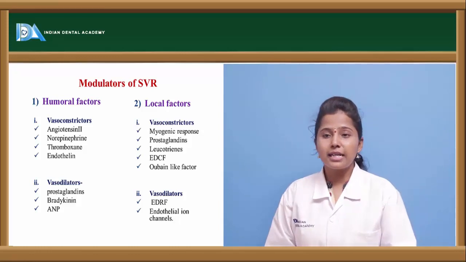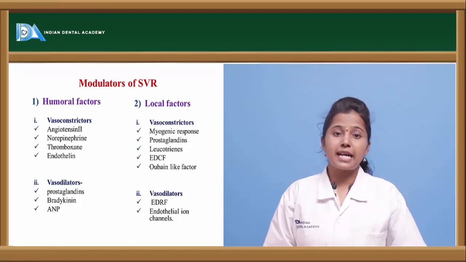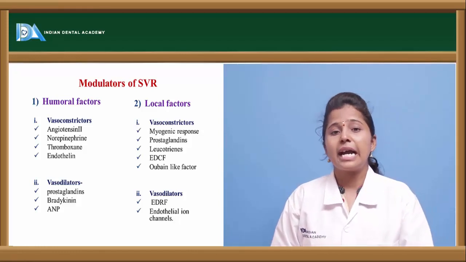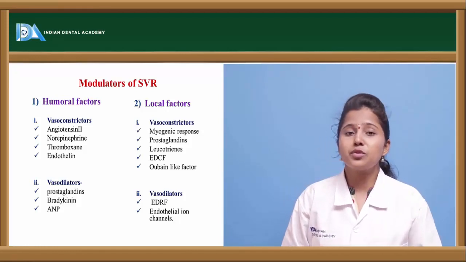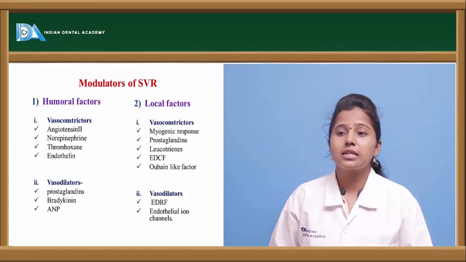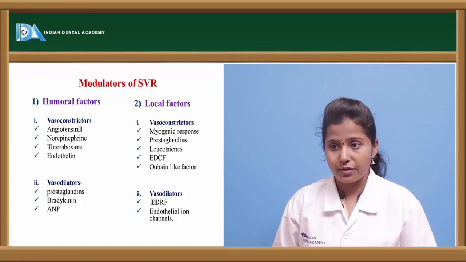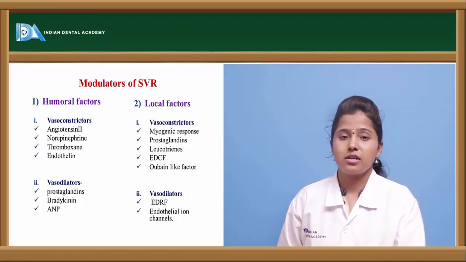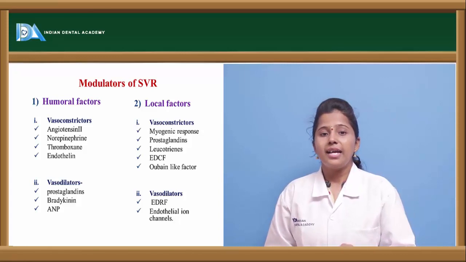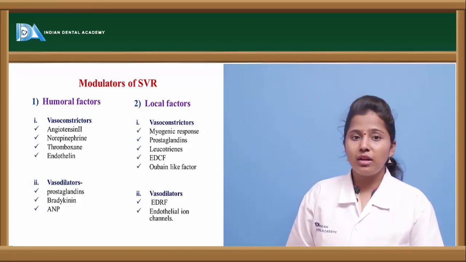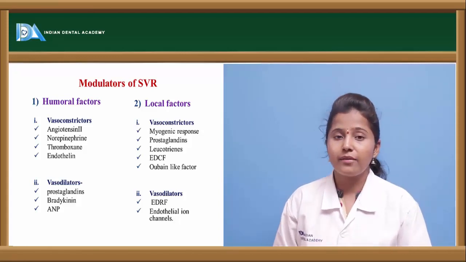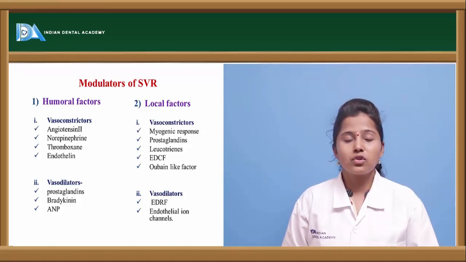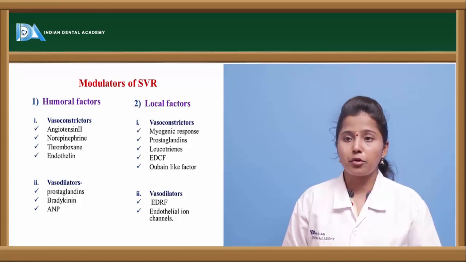See, among the prostaglandins, there are a few prostaglandins which act as vasoconstrictors and a few which act as vasodilators. So it depends upon which prostaglandin increase or decrease is present in the systemic circulation. And vasodilators like endothelial ion channels. So when there is vasodilation in the endothelium of the blood vessel, then also the systemic vascular resistance is modulated.